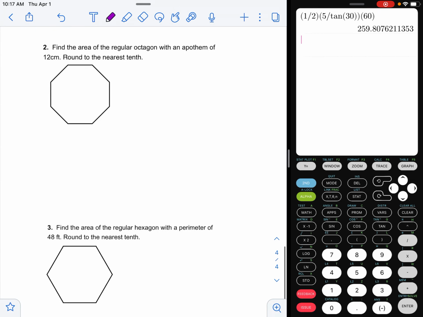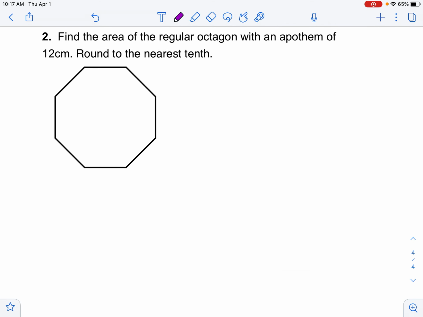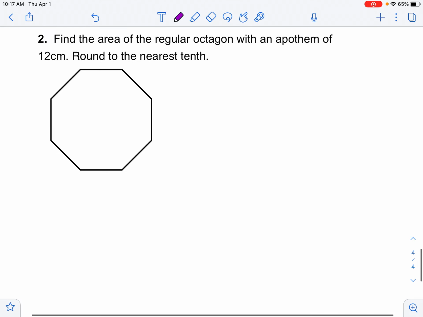All right, here's the next one. I'm going to go ahead and get rid of this app, and I'll just pull it up as I need it. All right, so the rest of them are all similar, but sometimes a little different because I can either give you the apothem or the perimeter. So let's see what I have here. Find the area of the regular octagon.